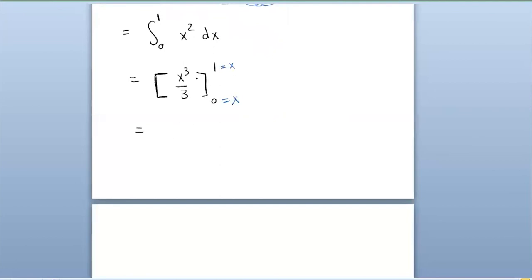And so when I evaluate at my upper limit, I get 1/3. And when I evaluate at my lower limit, I get 0. See how nice having 0 is? And so I just get 1/3. And there we have it.